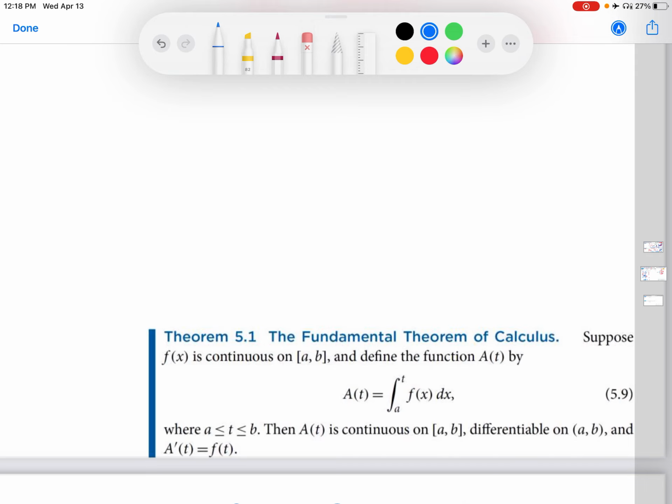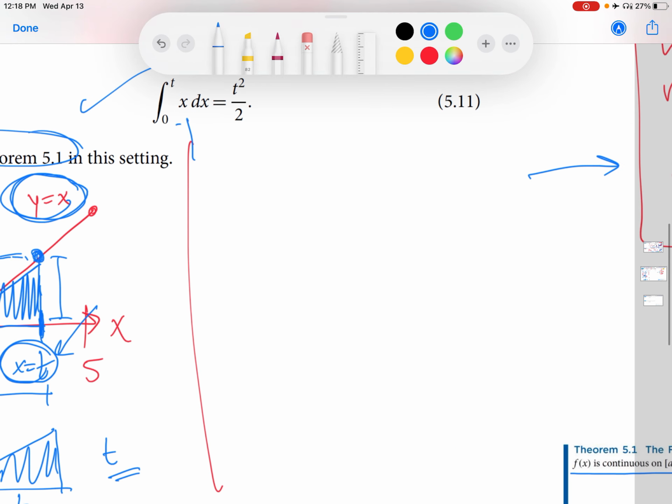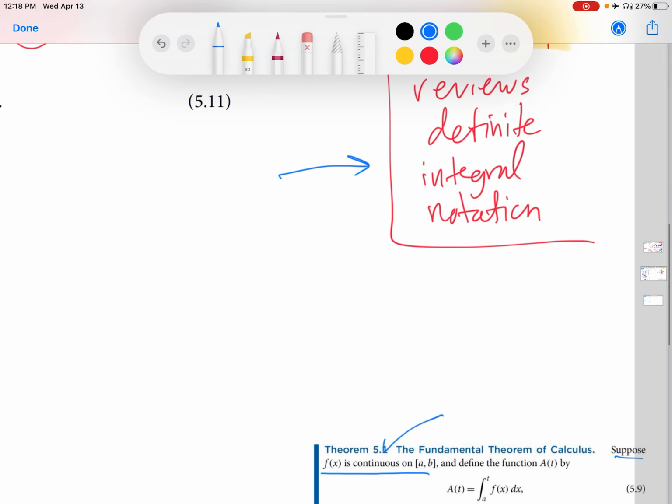Okay, so suppose f of x is continuous on [a, b]. Okay, what is the f of x in this problem? It is x. Question, is y equals x continuous on the interval 0 to t? Yes, it is. y equals x is continuous on any interval. So check.